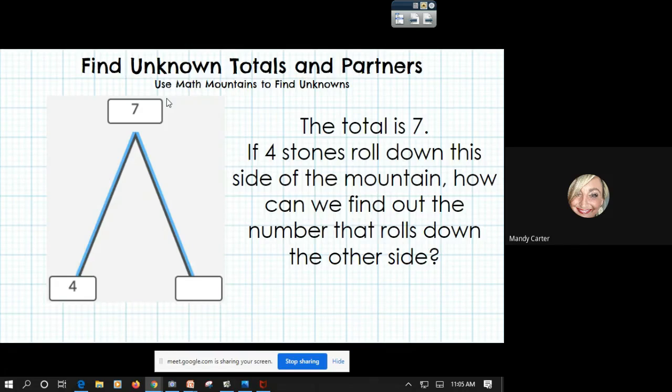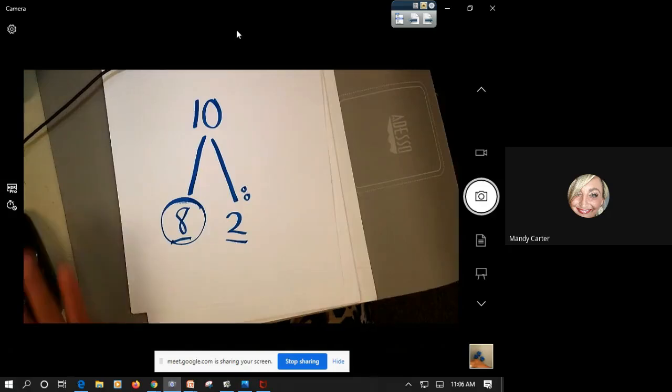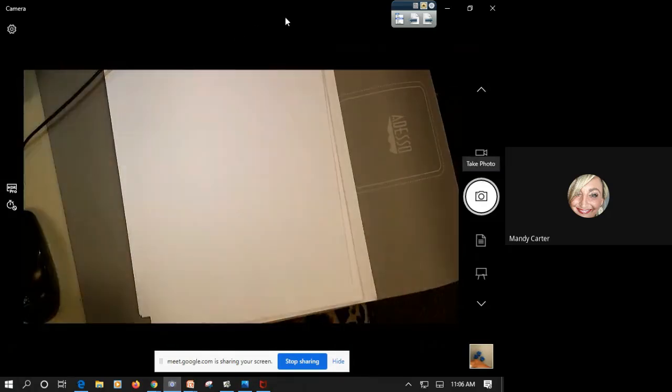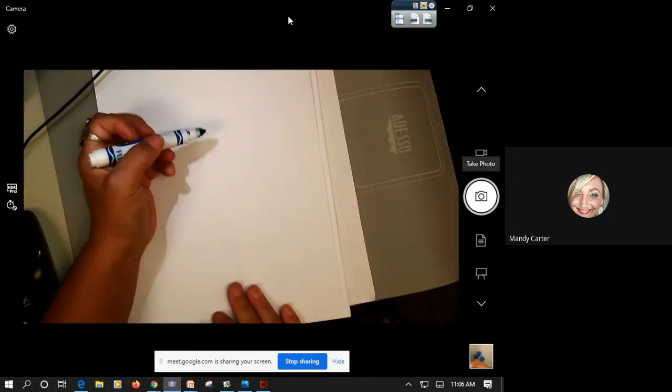Now, this is a different one, and I love this because this is like a mystery number. The total is 7. So in your mind, I want you to picture on top of a mountain, you have 7 marbles or blocks. And now 4 stones roll down one side of the mountain. How can we find out the number that rolls to the other side? I'm going to show you. I get a new math mountain. And we're starting with 7.